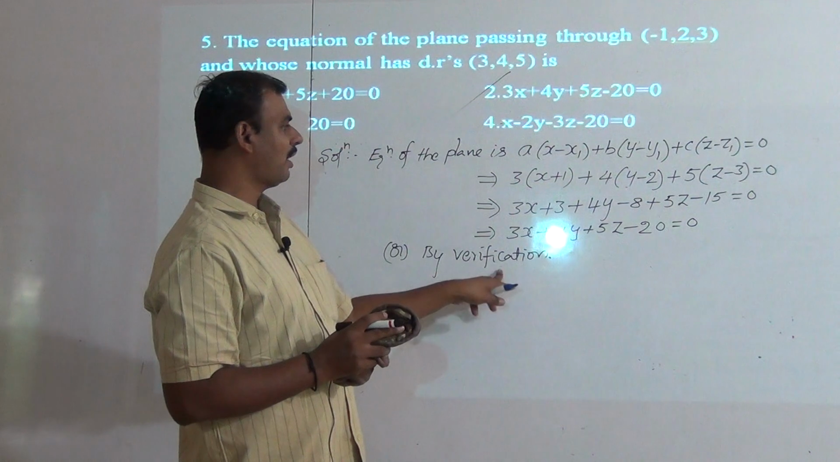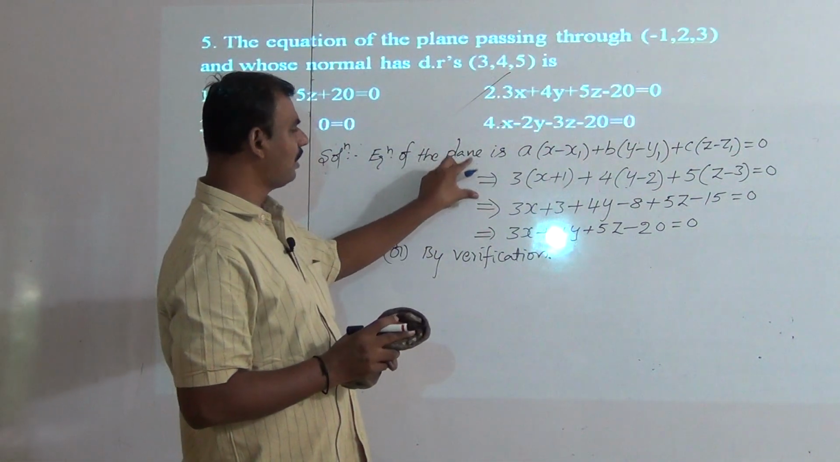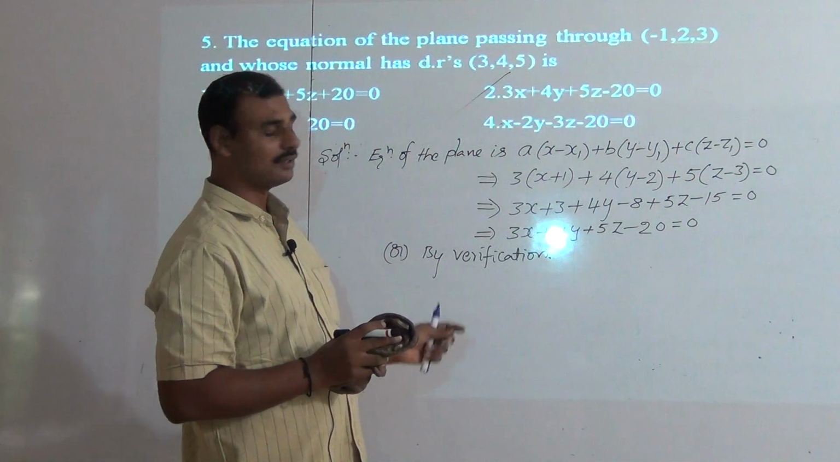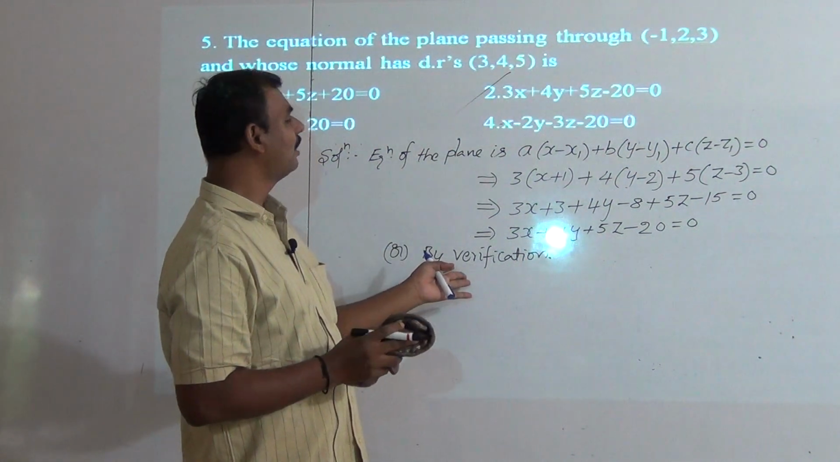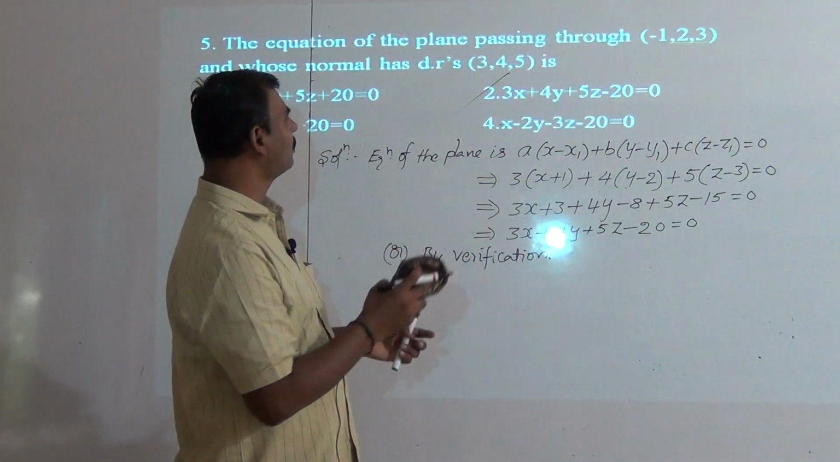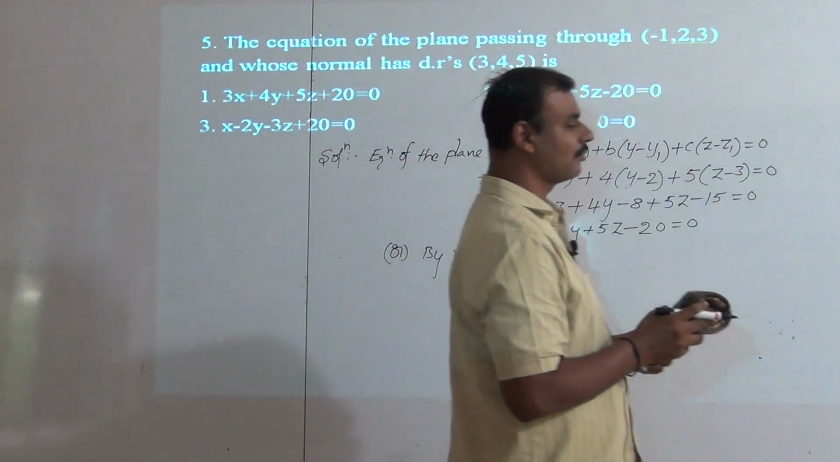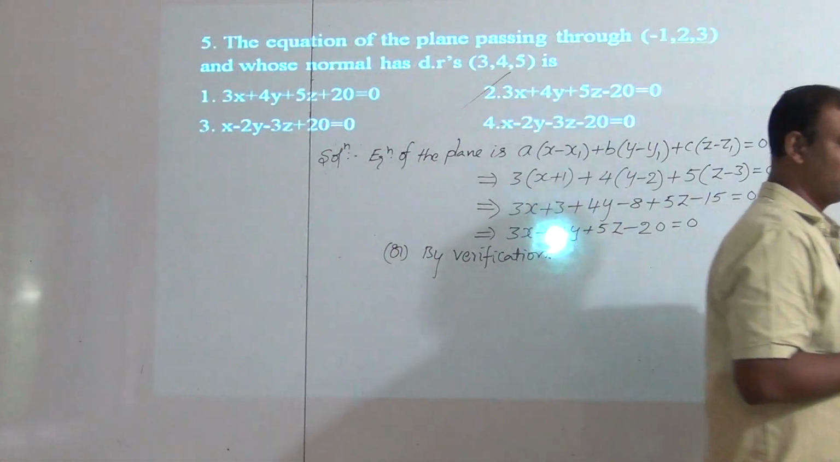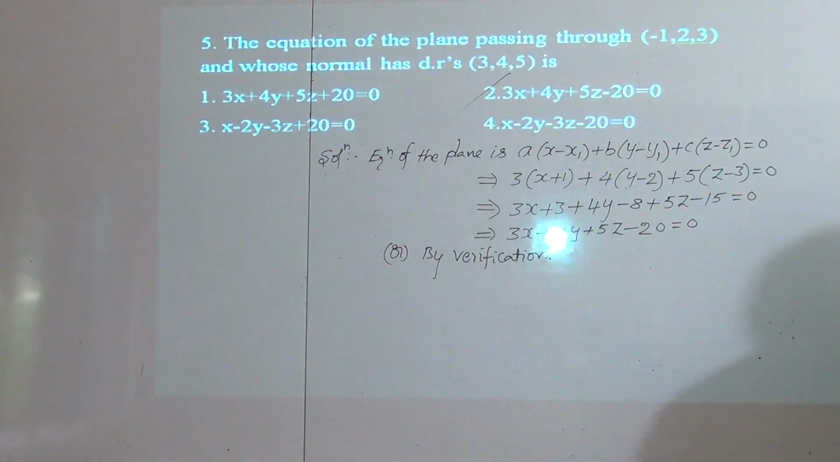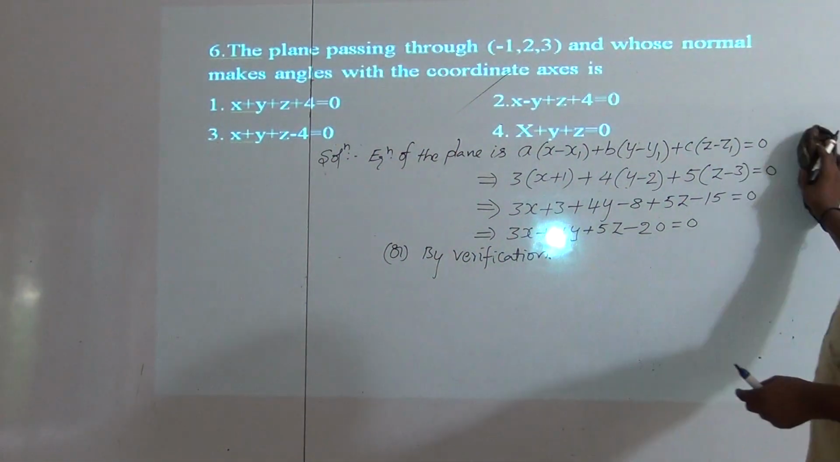Either cross checking method or formula method. This is the actual method, the exact process. We need not go to the verification method, it is a very shortcut method. So we should follow 2 to 3 methods compulsorily in the CET classes. Now we are going to the next question, that is the 6th one. Okay, so read the question.